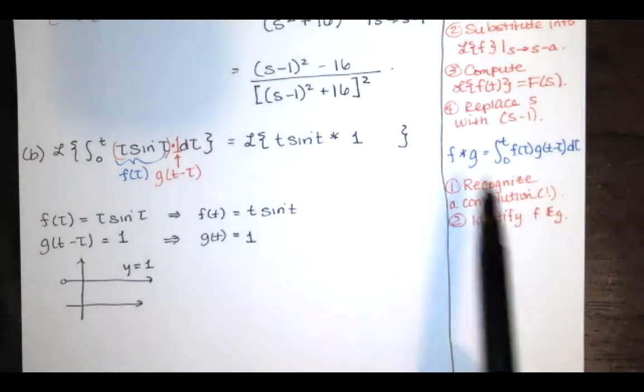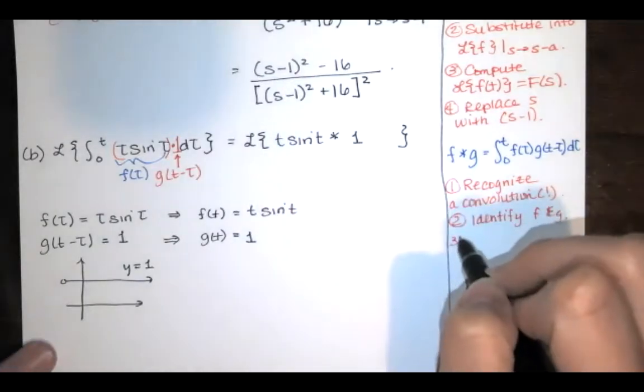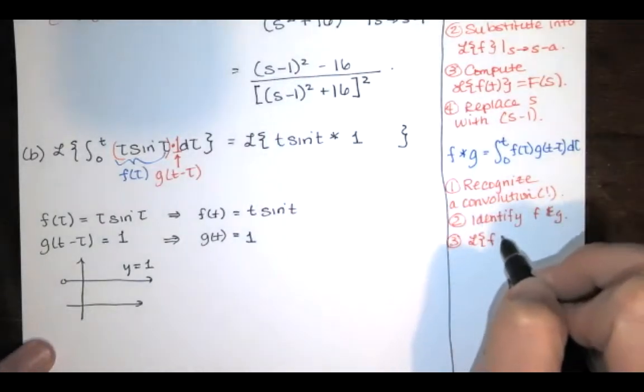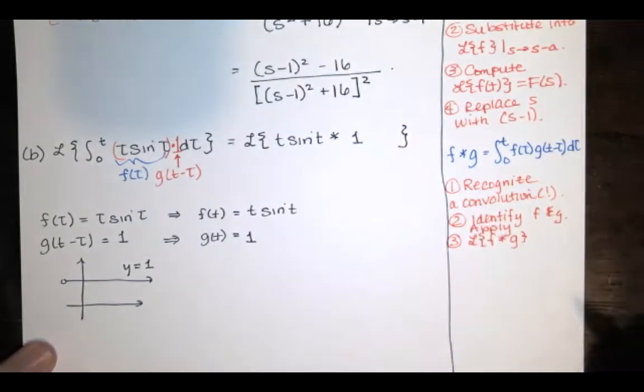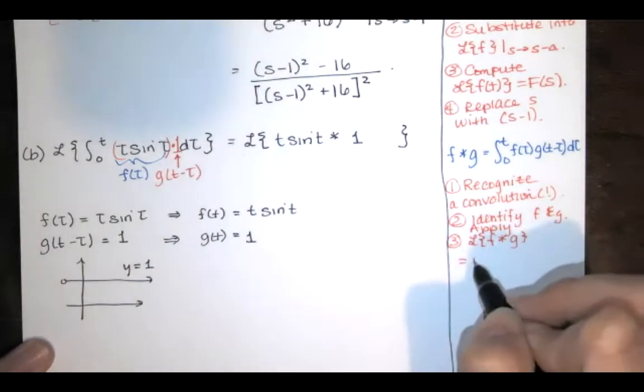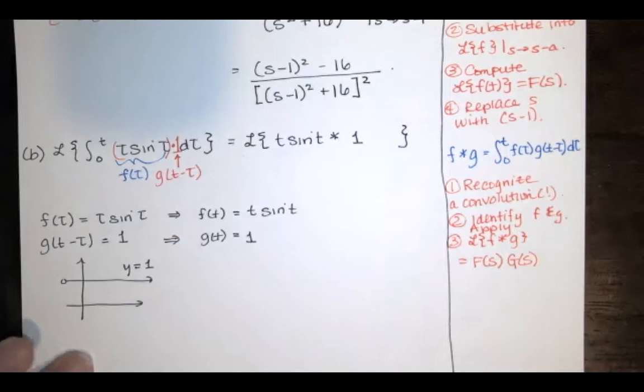Okay, so now we've got f and g, and now we can apply our convolution theorem over here. Now remember what the convolution theorem says. It says that if you have the Laplace transform of a convolution, you just take the Laplace transform of the first piece and the Laplace transform of the second piece.